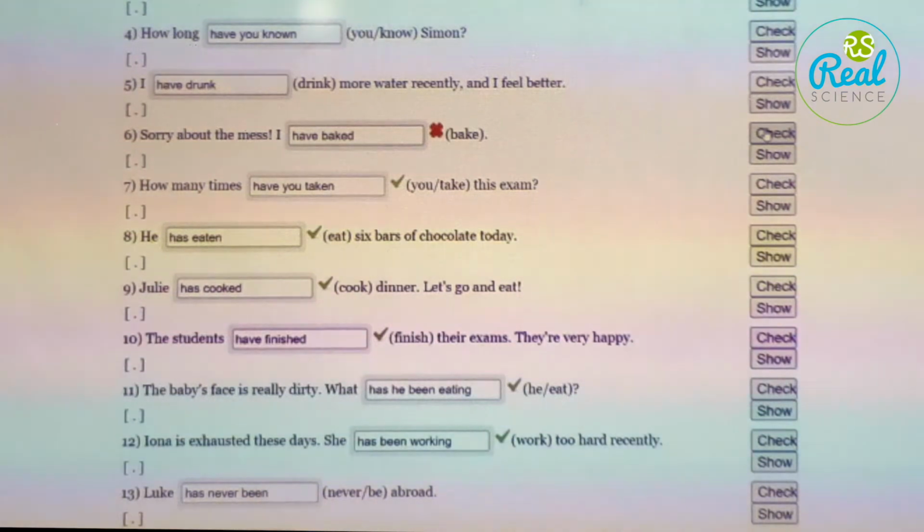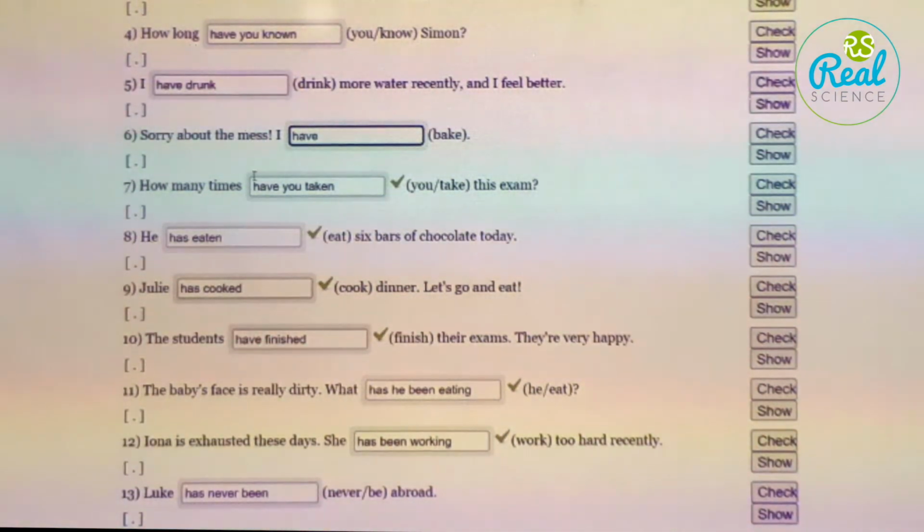Look at the 6th one. Sorry about the mess. I have been baking. I have been baking. Now let's check. What kind of mistake is here? Have been baked. Okay. No, no, it's impossible.